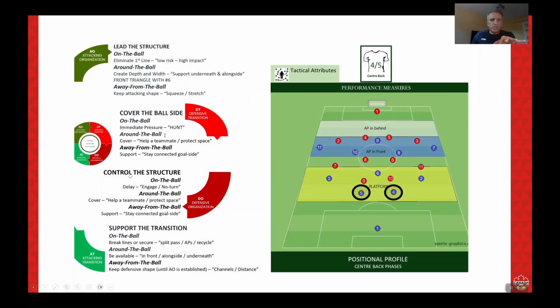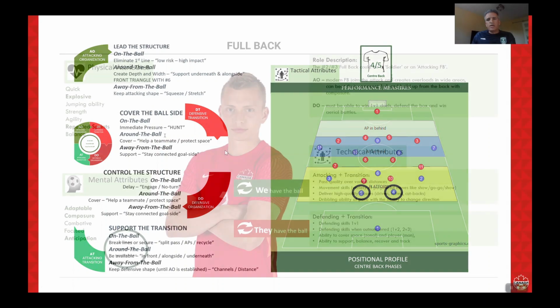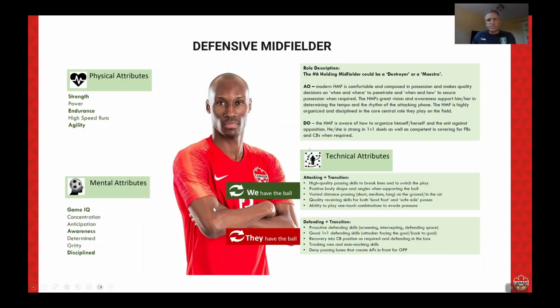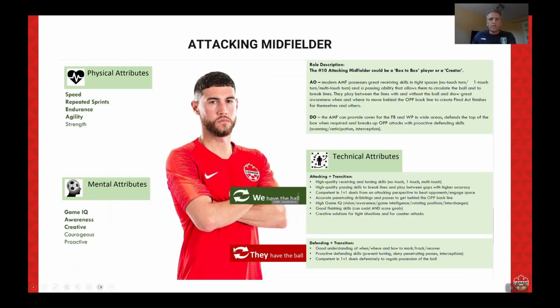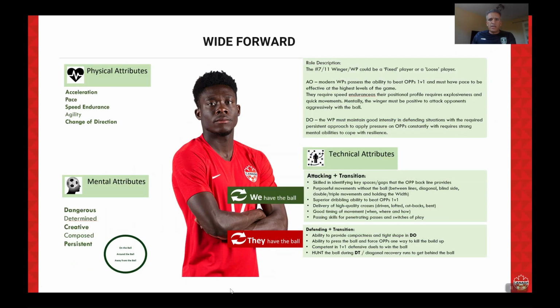It can be based on each moment, which can have different attributes. For example, AO can be eliminating one set line, low risk and high risk, and creating depth and width, support under, alongside, front triangle, and away from the ball, keeping attacking shape, squeeze the switch. And I have a position profile for every single position.